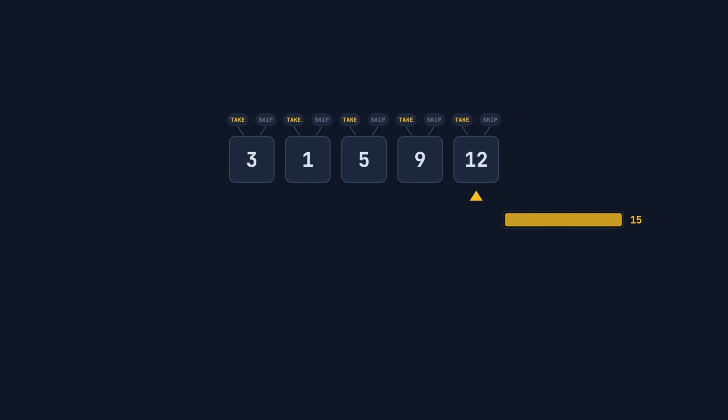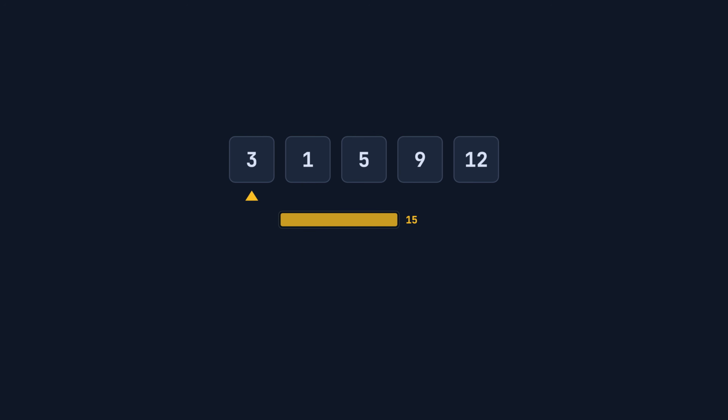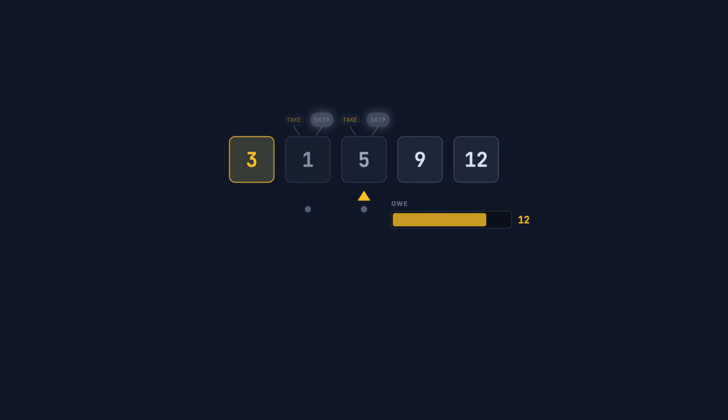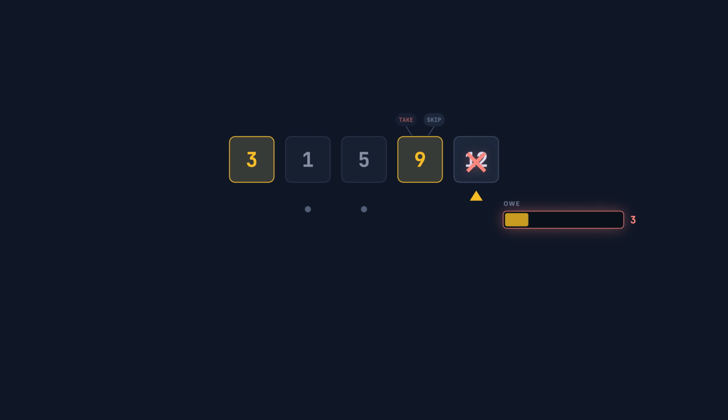That's a fork at every number, so there are a lot of paths through this list, and we just need one that lands on 0. Let's walk one of the paths. Start owing 15. Take the 3, now you owe 12. Skip the 1, skip the 5, still 12. Now the 9, take it, and you'd owe 3, but the only number that's left is 12, which is too big. That's a dead end.